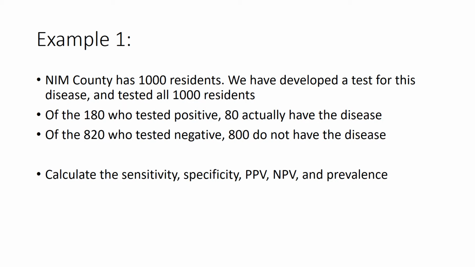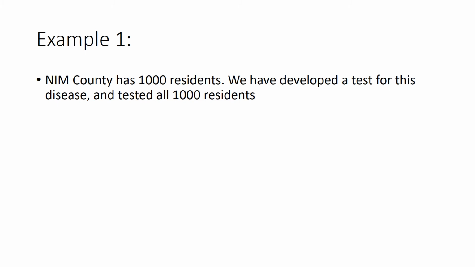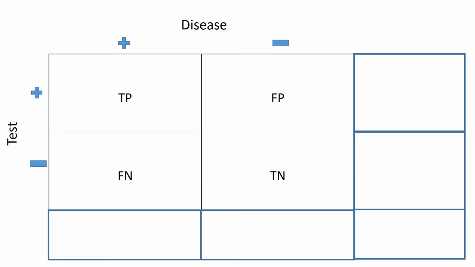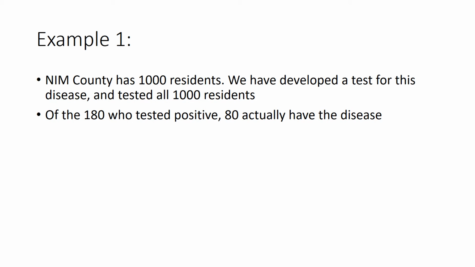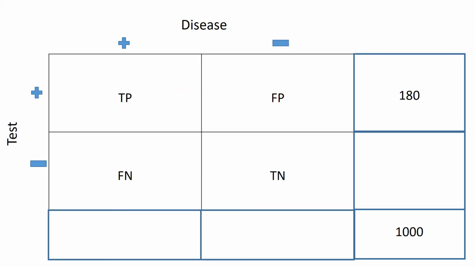Let's do this step by step. So, first thing we know is we have 1,000 residents. So we go to our 2 by 2 table, and we know the total number will be 1,000. Next, of the 180 who tested positive, 80 actually have the disease. So we go to the row that says positive test, and that total is 180. But of those, we know that only 80 actually have the disease. That's a true positive. Just a little bit of math, I can then say that the false positive number is 100, or 180 minus 80.